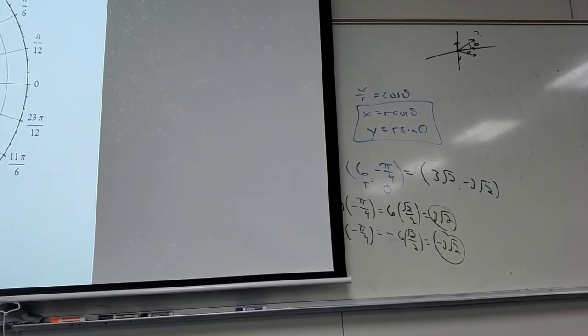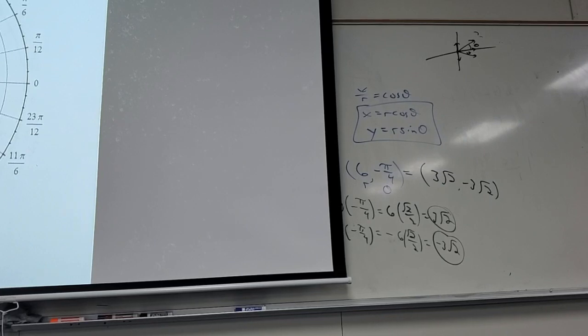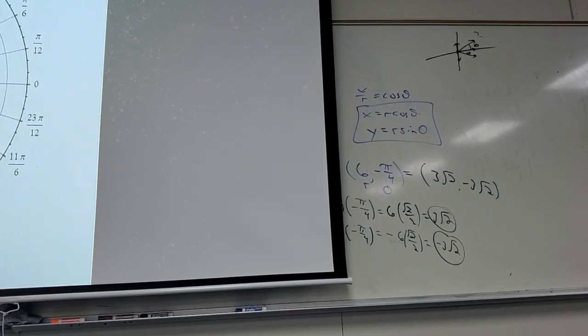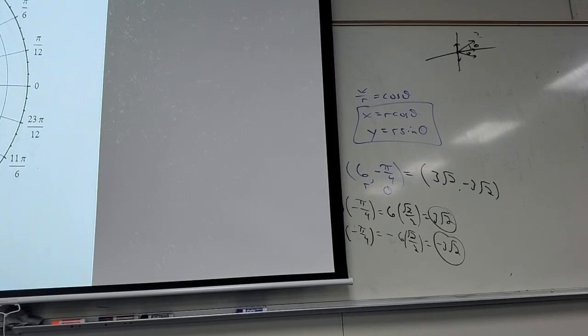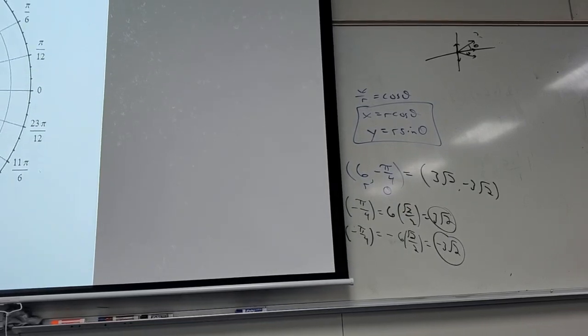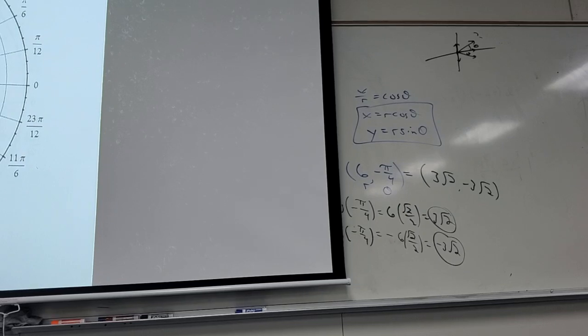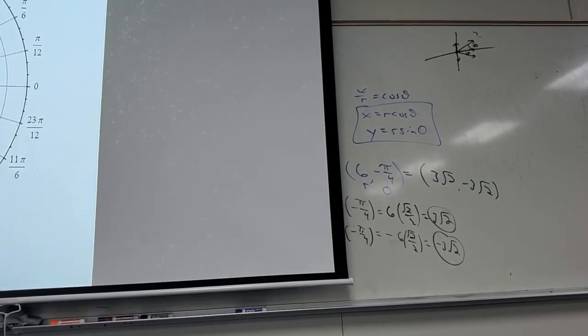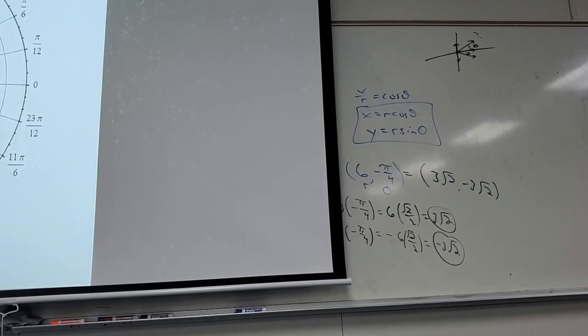So where is negative 11 pi over 12? It doesn't quite go all the way around, right? So here's 11 pi over 12, correct? So negative 11 pi over 12 is just 13 pi over 12 going the other way. So where's negative 5 pi over 6? There. You guys see what I'm saying? Okay, so let's do this.